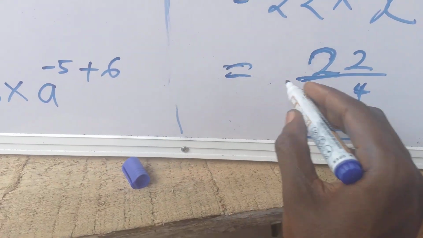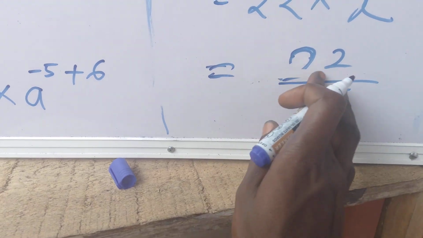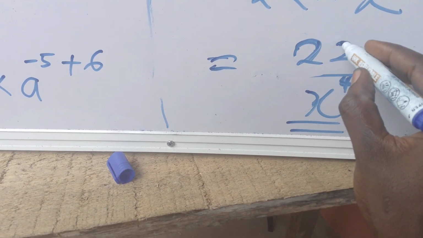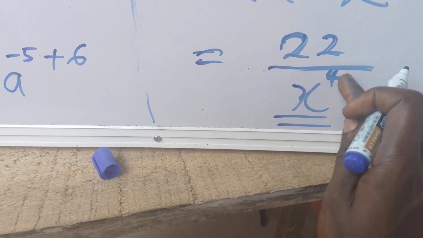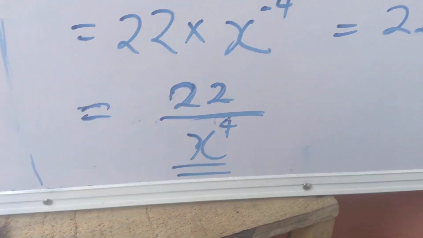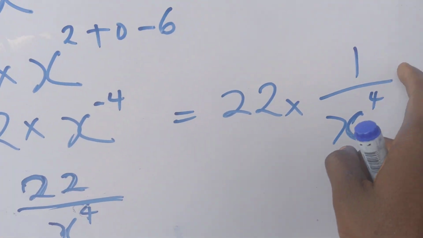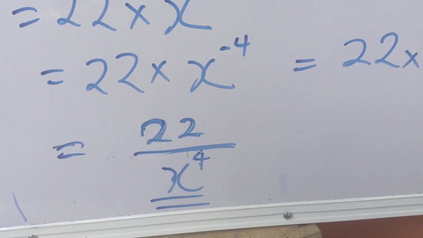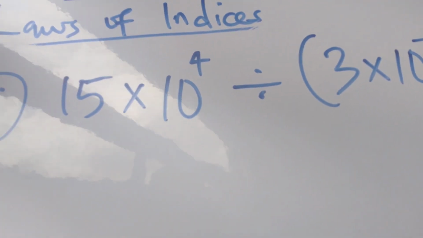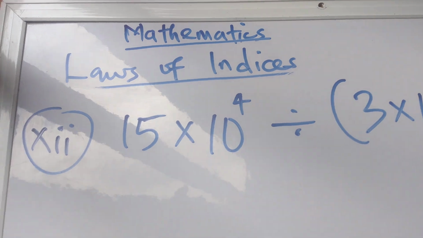22 over x raised to the power 4. Okay, so you multiply 22 times 1, you have 22 all over x raised to the power 4. That's the denominator. Alright, so the last aspect of these questions, which is Roman figure 12.